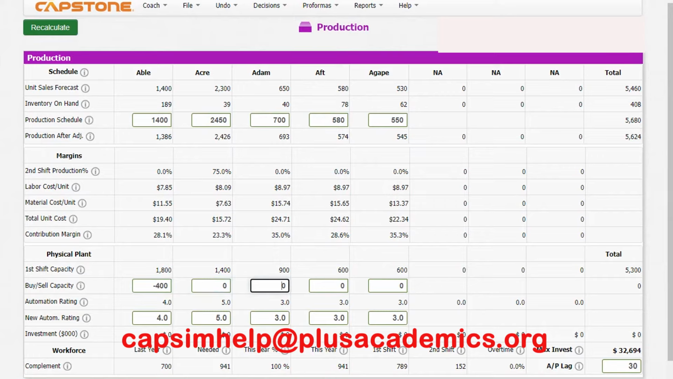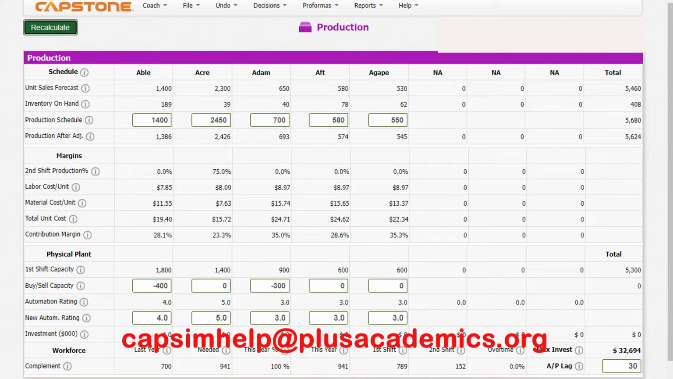And also in Adam, which is high end, now we are only producing 700. We don't need 900 capacity, because before we reach the need to produce 1,800 units, we cannot even reach that level. So let us get rid of this.